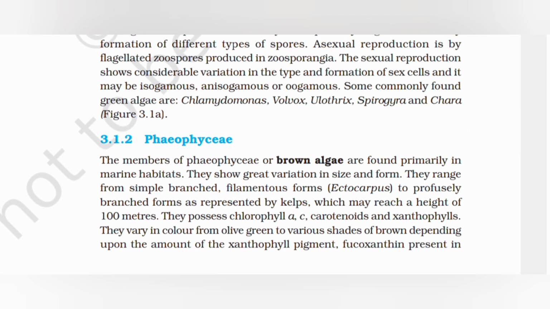3.1.2 Phaeophyceae. The members of Phaeophyceae or brown algae are found primarily in marine habitats. They show great variation in size and form. They range from simple branched filamentous forms (Ectocarpus) to profusely branched forms as represented by kelps, which may reach a height of 100 meters. They possess chlorophyll a, c, carotenoids and xanthophylls. They vary in color from olive green to various shades of brown depending upon the amount of the xanthophyll pigment fucoxanthin present in them.